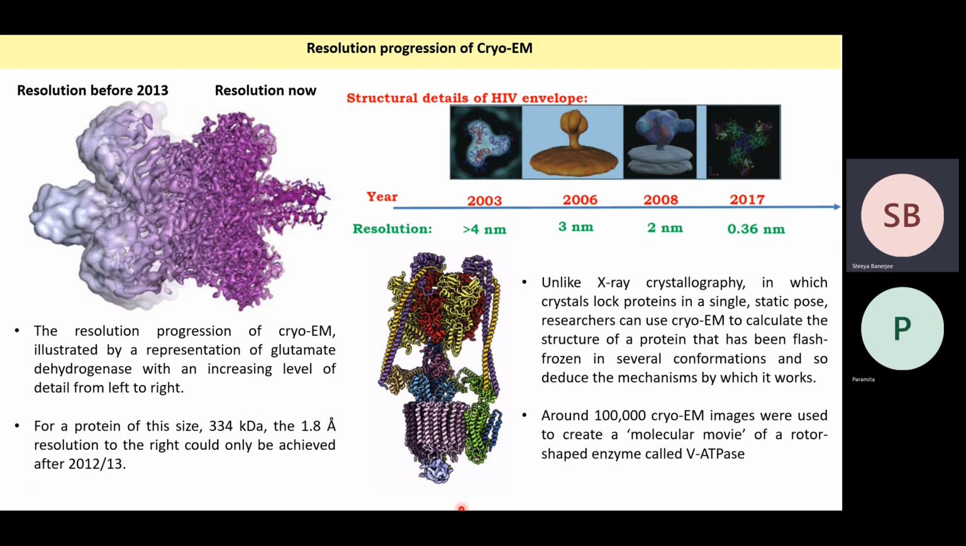So this is a protein called V80pase, and 100,000 cryo-electron images of this protein were taken at different orientations to create a molecular movie of the protein. So all these 100,000 images, when put together and played one after the other, show the dynamics of the protein and how it is functioning as an enzyme.